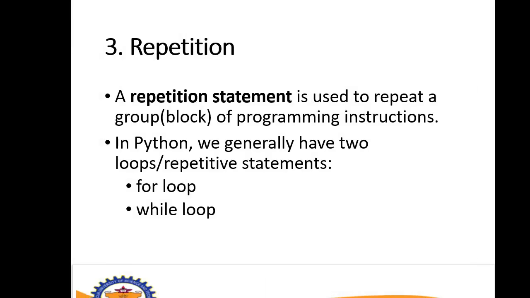So, I'm just going to read repetition and then I will attach a video discussion from YouTube. A repetition statement is used to repeat a group or block of programming instructions. In Python, we generally have two loops, repetitive statements, the for loop and while loop. You might ask where is do while. So, let me clarify this kasi sometimes when I talk on synchronous classes, it becomes too fast and it might be misunderstood.